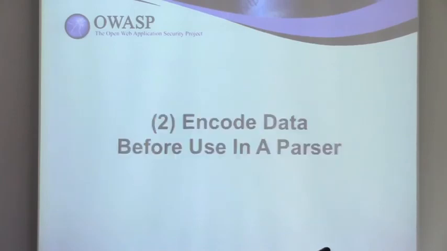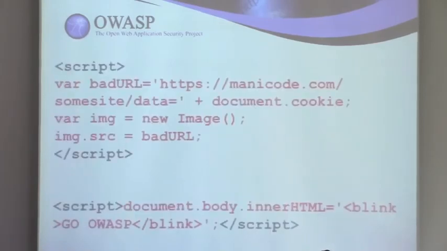Number two, you want to encode data, escape it, before you put it in a parser. The classic one I like to talk about is cross-site scripting. So encoding, control number two as a developer to write secure apps. Here's an example of cross-site scripting. Look at the bottom here.